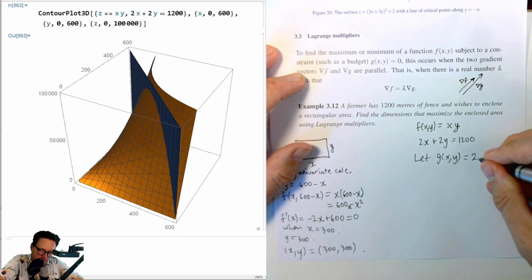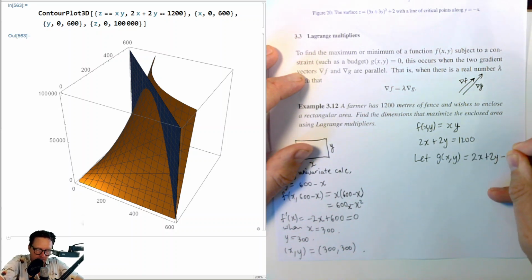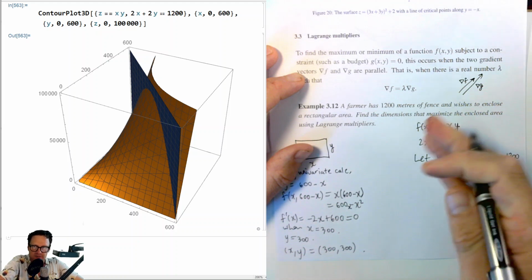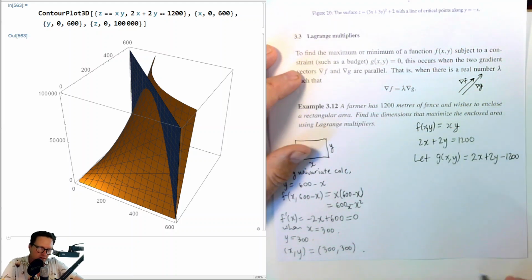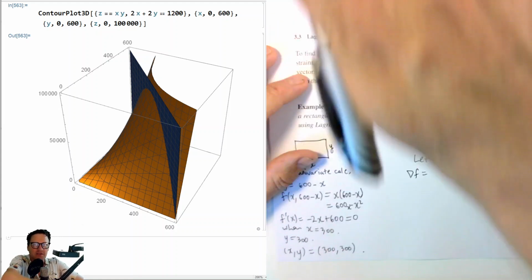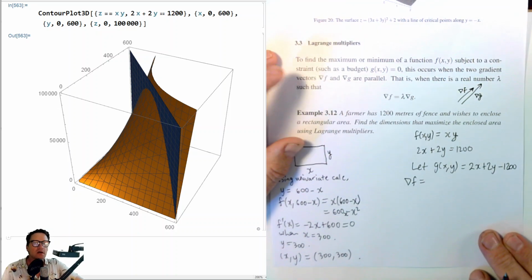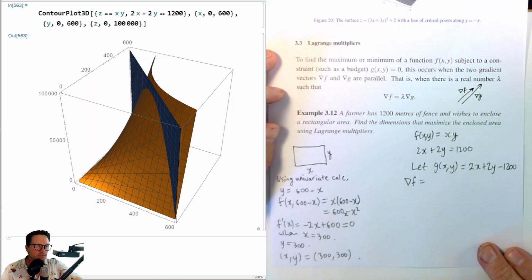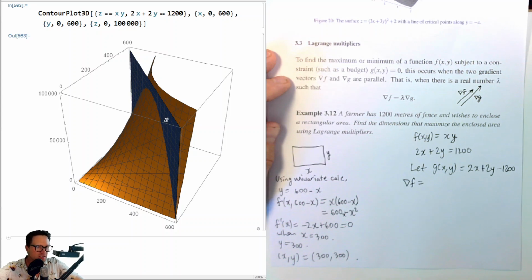Right, now with Lagrange multipliers, what we do is we let g of x and y be equal to 2x plus 2y minus 1,200. So in other words, we take everything to one side so that we have 0 on the other side of the equation. Here incidentally is a plot of the function f together with the constraint. So the function f here is shown in orange or yellow, and the constraint 2x plus 2y equals 1,200 is this blue plane here. And so the intersection of these two is the constraint and is maximum up here at the top, right? 300, 300.